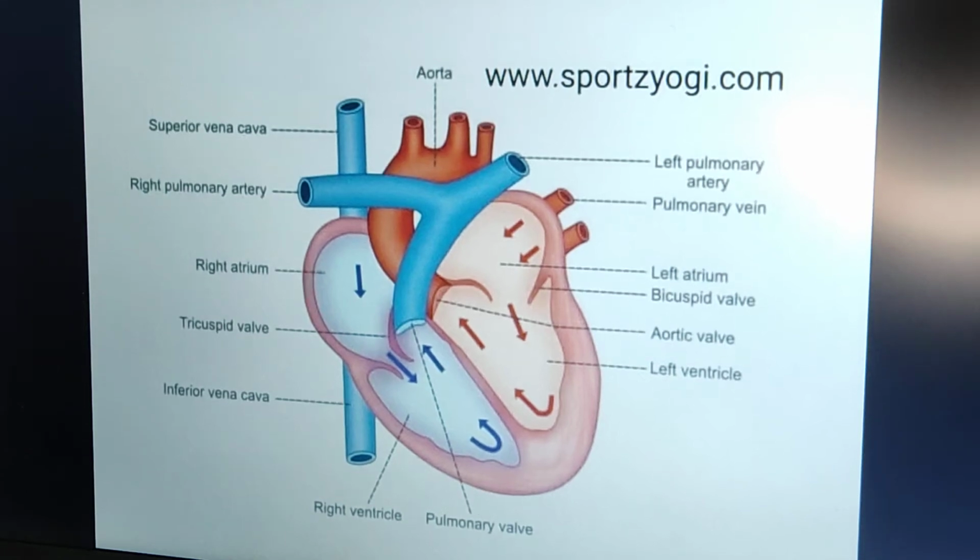Morning everyone. Today we will discuss fetal circulation. Before starting fetal circulation, we will discuss what the normal adult circulation is.